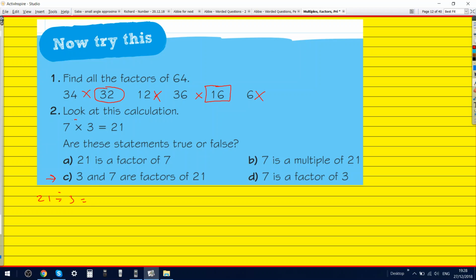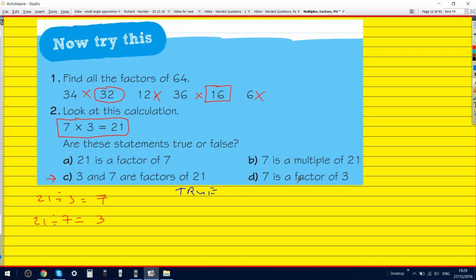So, they tell you this up here. 7 times 3 is 21. And so 21 divided by 3? That's 7. Yeah. How about 21 divided by 7? 3. Yeah. And so what does that tell you about 3 and 7? Are they factors of 21? Yes. So that one is true.